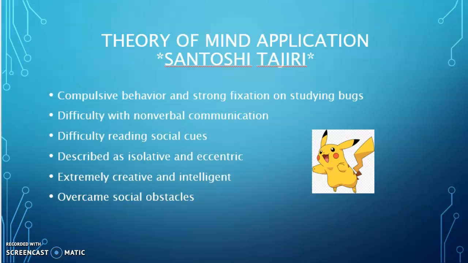When applying theory of mind to Satoshi's situation, we can see that he did have compulsive behavior with his strong fixation on studying bugs. He was shown to have difficulty with nonverbal communication, such as reading other people's body language, and had difficulty reading social cues, tending to be more isolative. He was also described as eccentric, but extremely creative and intelligent. Those three characteristics are associated with high-functioning autistic spectrum disorder.